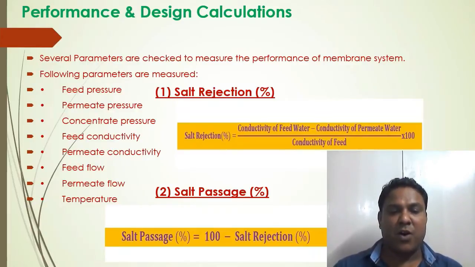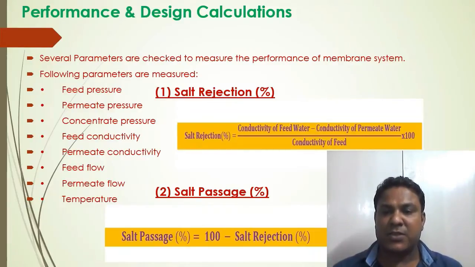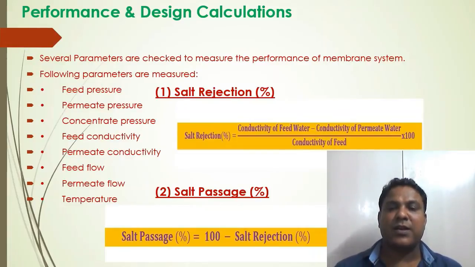How effectively the RO membranes are removing contaminants can be determined by the following equation: salt rejection percentage is the conductivity of feed water minus the conductivity of permeate water, divided by the conductivity of feed, multiplied by 100. So salt rejection is all about the difference between the conductivity of feed water and permeate water relative to the conductivity of feed. The higher the salt rejection, the better the system is performing. A low salt rejection can mean that the membrane requires cleaning or replacement.